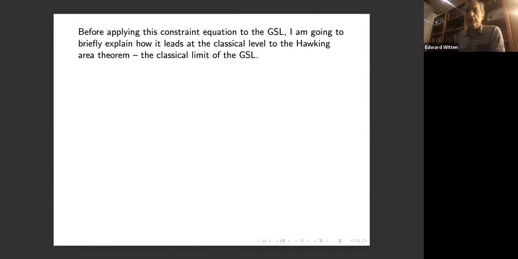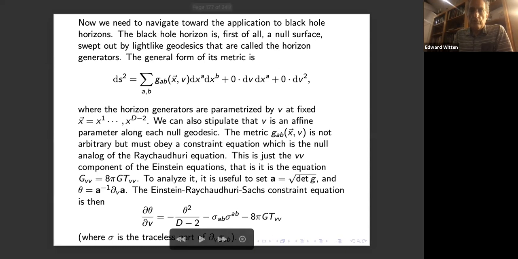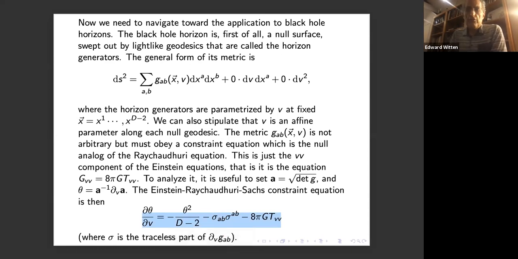Now, before applying this constraint equation to the generalized second law, I'm going to briefly explain how it leads to the Hawking area theorem, which is the classical limit of the generalized second law. So we're just going to basically do what Hawking did and use the Einstein-Raychaudhuri-Sachs constraint equation to deduce the Hawking area theorem.